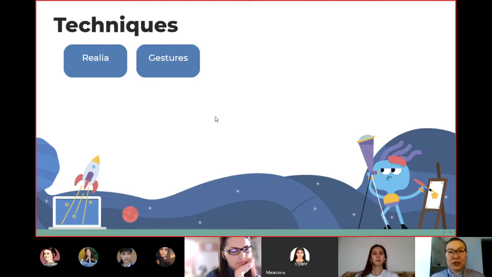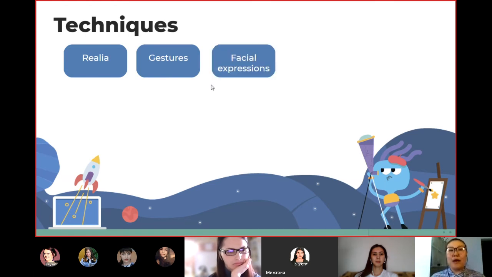Okay, after that, gestures. All visual techniques, they are really good for low levels. So when you present, I don't know, not the target vocabulary, but when you pre-teach new words, when you try to explain, of course, you can provide your explanations with gestures. They will enhance students' understanding. Okay, facial expressions. What kind of vocabulary can be presented with facial expressions?